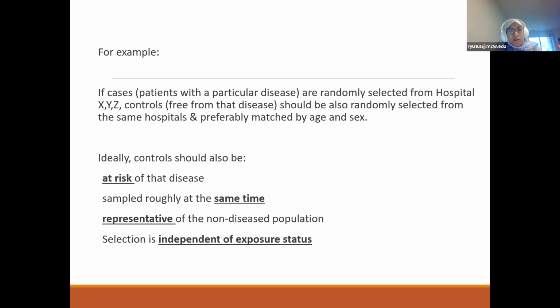Okay. The second criteria is that ideally they should be sampled roughly at the same time. Okay. And then they should, to some extent, be representative of the non-disease population. Of course, we are not saying that representativeness is not important. All I'm saying is that comparability is more important than representativeness, but still we try to make sure that the controls do represent the non-disease population. And of course, the selection process of your control group is independent of exposure status.